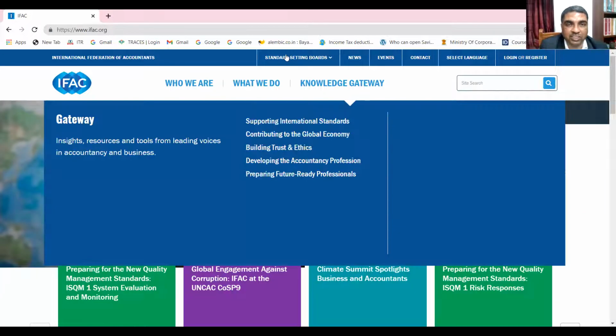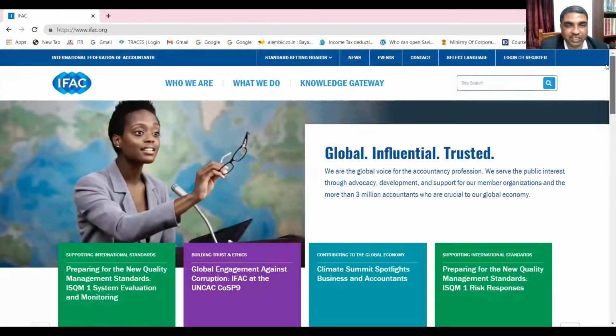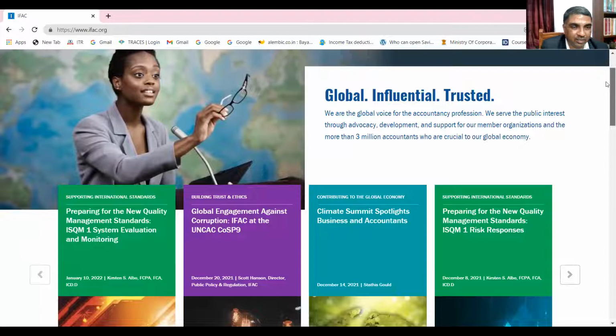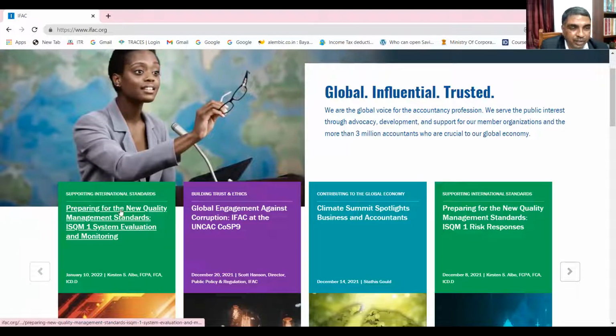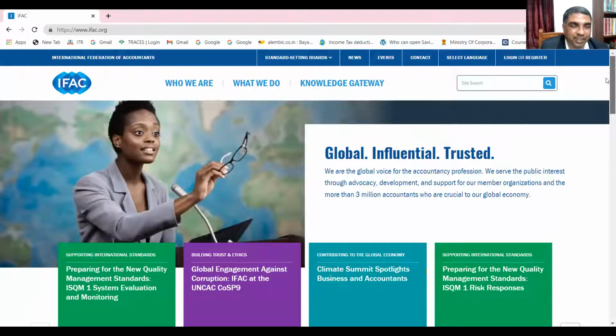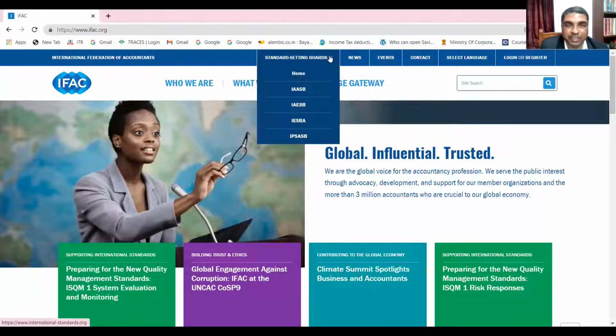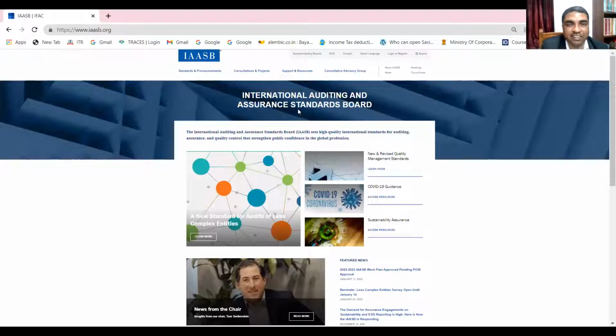Yes, sir. Yes, sir. Here you see there is standard setting boards here, but you see various kinds of standards are issued. This is the international organization, and you see this preparing for new quality management standards, global engagement against corruption. There are something again for management standards, ISQM, and this particular organization, International Federation of Accountants, has so many standard setting boards. Are you seeing it here? If I click here, and this is the important board I am referring to, IAASB. Are you able to see it? Yes, sir. If you click here, you can get it, the International Auditing and Assurance Standards.